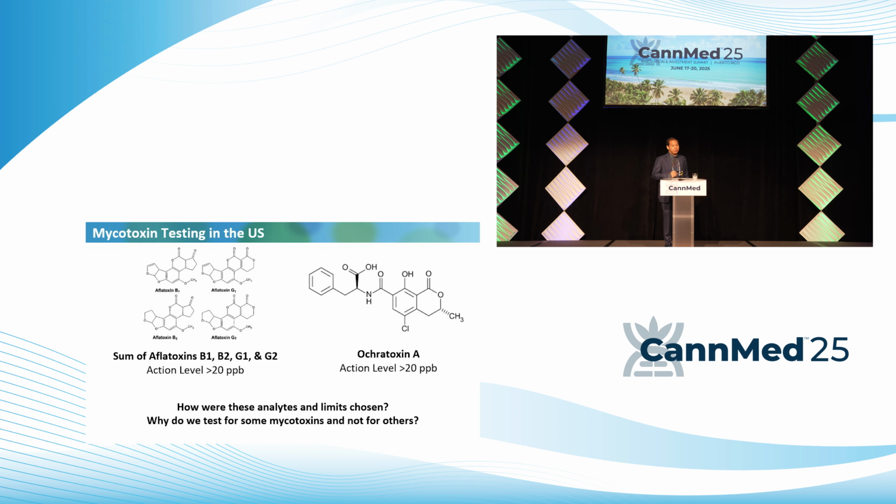So, mycotoxin testing in the US. We currently test for 5 mycotoxins in most jurisdictions. The sum of the aflatoxins B1, B2, G1, and G2 is typically what is looked at, at an action level of 20 ppb. Similarly, we also look for ochratoxin A, same action level. It's going to be less than 20 ppb in order to achieve a passing result.